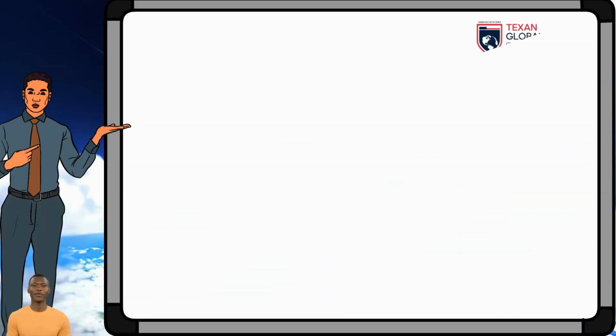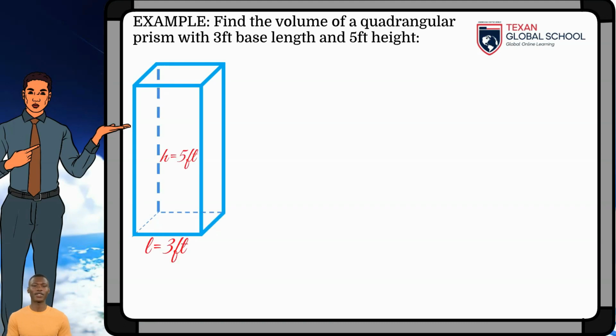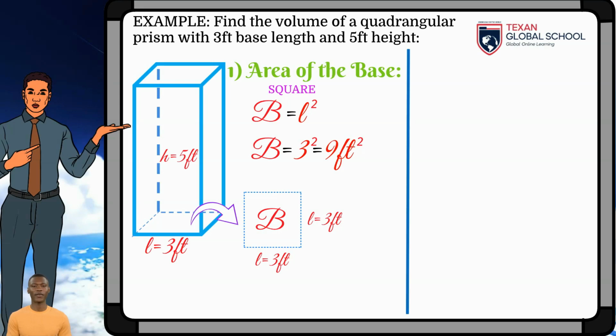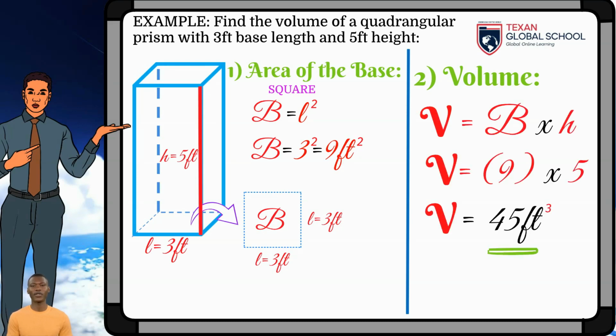In this other example, let us find the volume of a given quadrangular prism with 3 feet base length, and 5 feet height. By sketching the prism we can see the dimensions. Hence, let us find the area of the base. Because it is a quadrangular base, its area is the length of its side squared. So, the area of the base, b, is 3 squared, resulting 9 square feet. This result, multiply it by 5 feet height, resulting in a volume of 45 cubic feet.